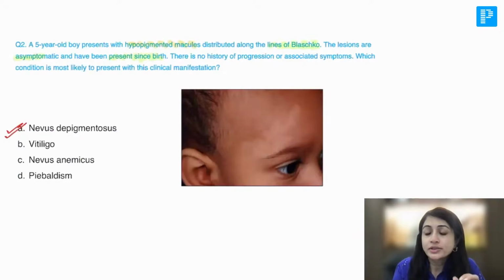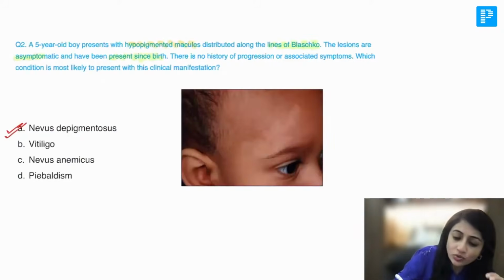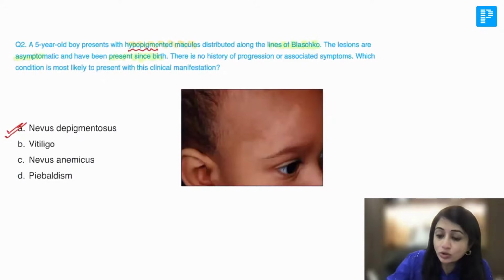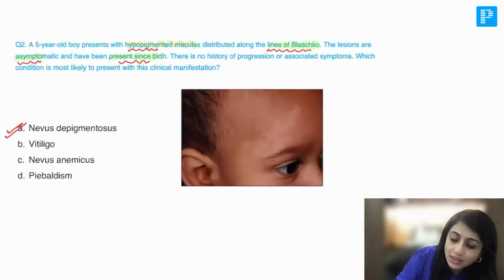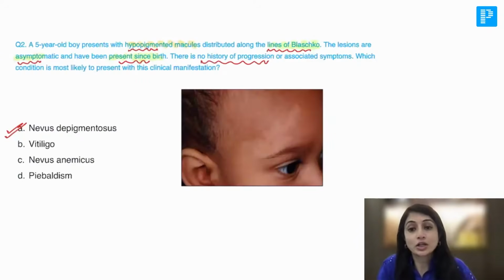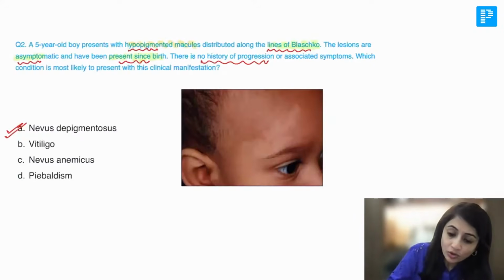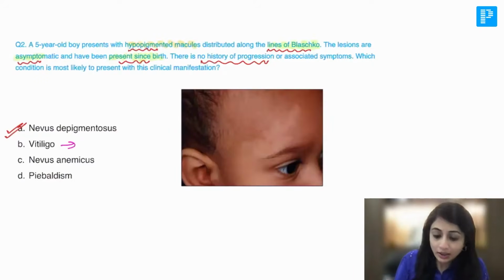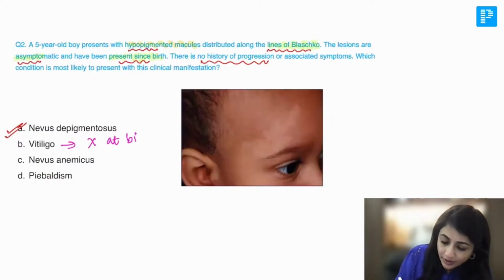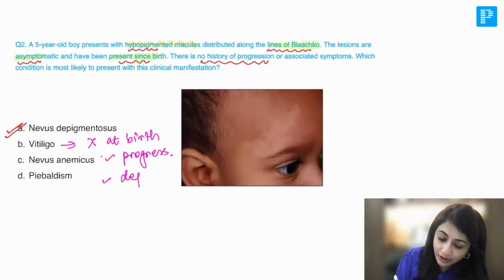Let's quickly talk about all of this. Nevus depigmentosus is a condition where you see hypopigmented macules along the lines of Blaschko. They are asymptomatic, present since birth, and no history of progression is there. So whatever this question is mentioning is a classical description of nevus depigmentosus, right? Now, why is it not vitiligo? In vitiligo, usually it is not present at birth. Second, the lesions progress, they are not stable. Third, they are usually depigmented.